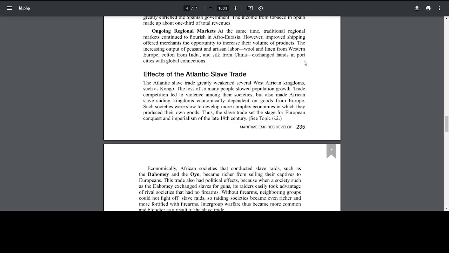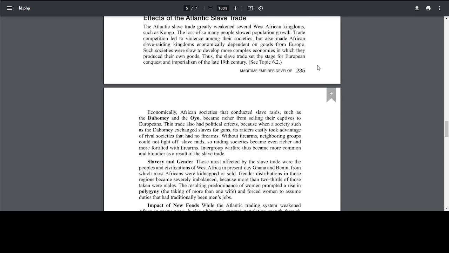Effects of the Atlantic slave trade. The Atlantic slave trade greatly weakened several West African kingdoms, such as the Congo. The loss of so many people slowed population growth. Trade competition led to violence among their societies, but also made African slave-raiding kingdoms economically dependent on goods from Europe. Such societies were slow to develop more complex economies in which they produced their own goods. Thus, the slave trade set the stage for European conquest and imperialism of the late 19th century. See topic 6.2, a later video in a later playlist, which you should probably stay on for.